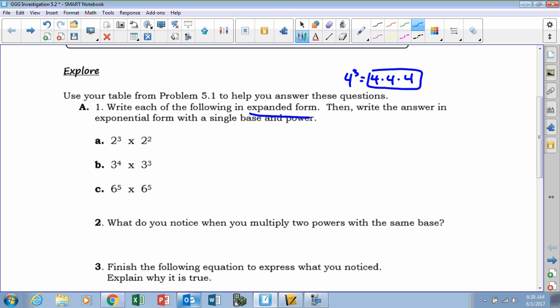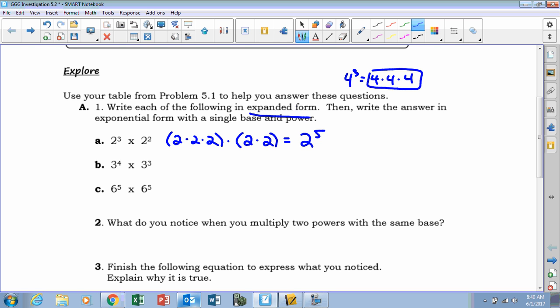So if we take these two examples and say 2 to the third power, and we're going to multiply that times 2 to the second power, that's like saying 2 times 2 times 2. So there's your 2 to the third power, right? And you're going to multiply that by 2 times 2. So how many 2's do you see here? 5 of them, right? So technically this would be 2 to the fifth power.